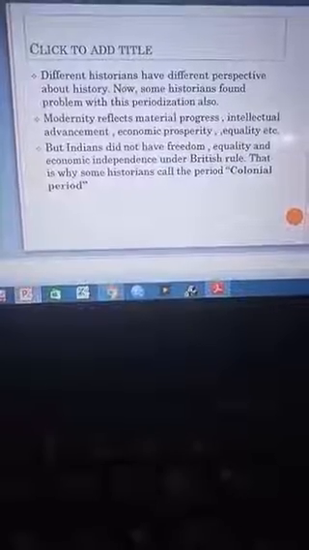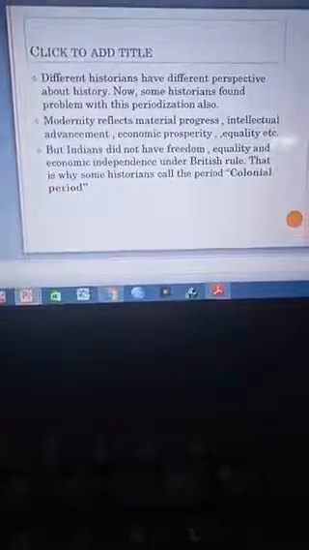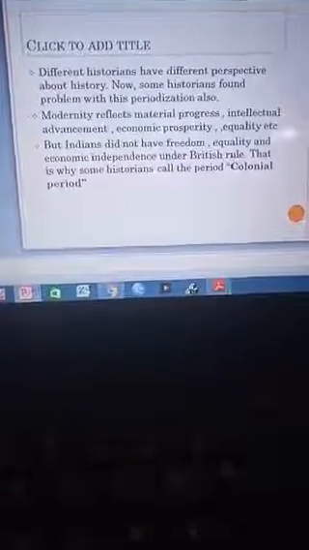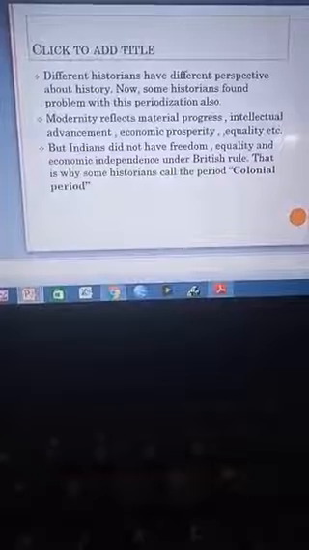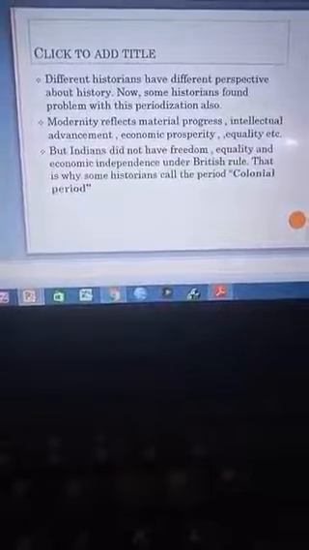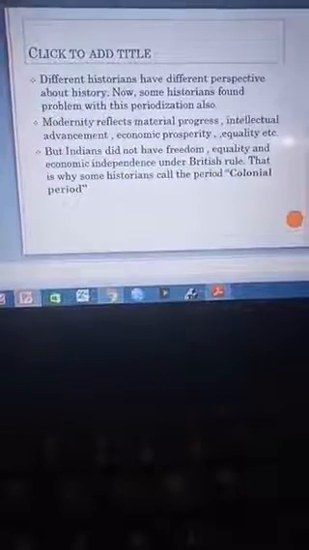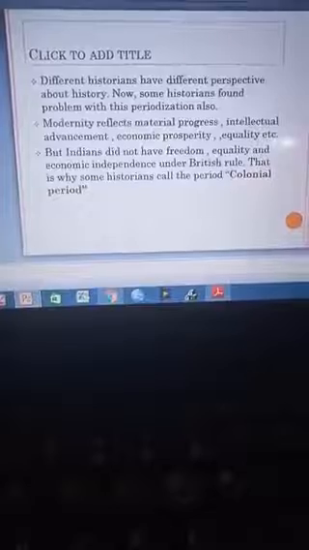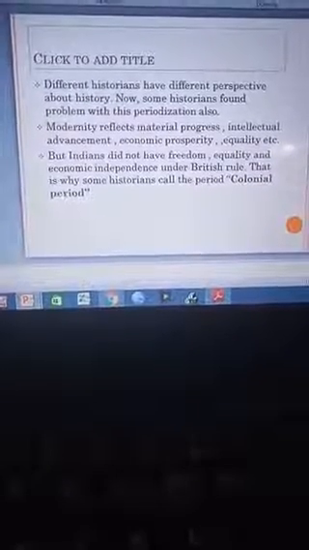Students, as I told you earlier, different persons have different perceptions about everything. Similarly, different historians have different perspectives about history also. James Mill divided history into Hindu, Muslim and British period. Some historians found problem in that. Now some historians found problem with this periodization also.